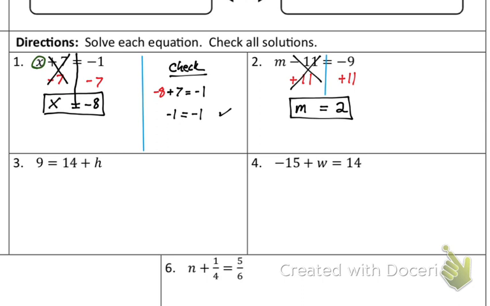All right, these are a little bit different than the first ones, right? Because we have the variable on the other side. But still, we have a positive 14, right? What's the opposite of a positive 14? Negative 14. So you should have realized that I was subtracting 14 on both sides.